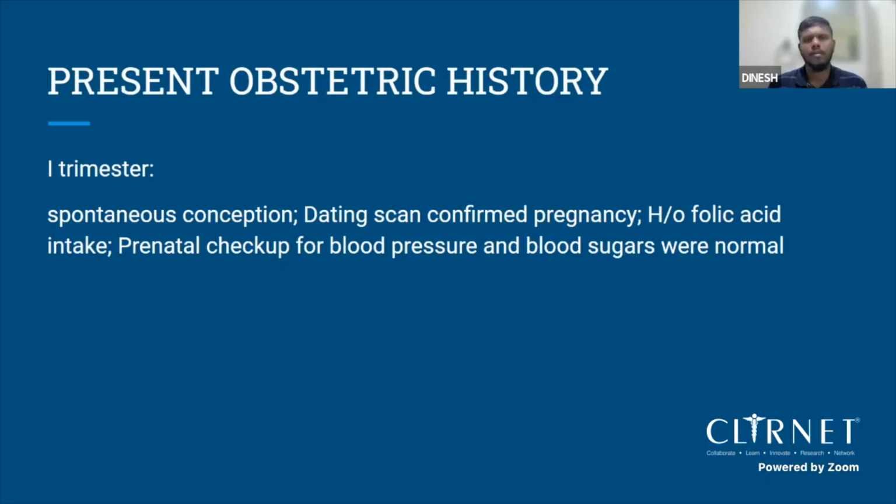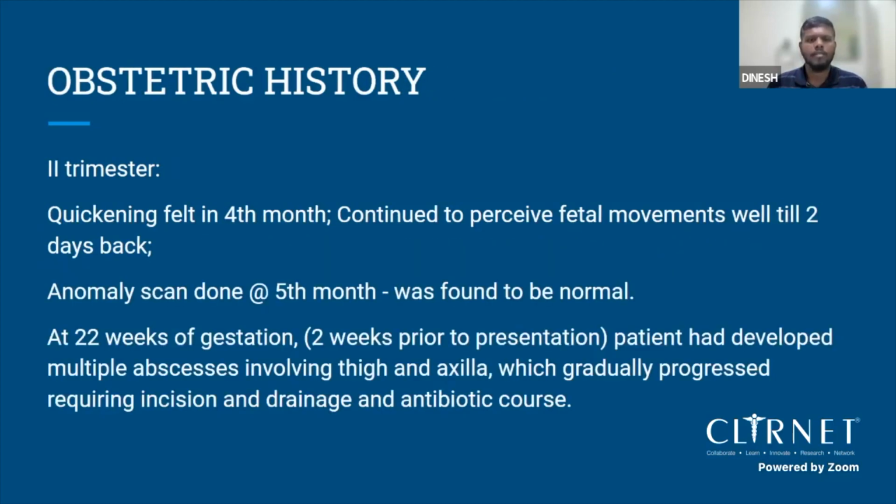She didn't have signs of anemia like breathing difficulty, pica, or fatigability. She didn't have any bleeding per vaginum or dysuria. During her second trimester, she felt quickening at 4 months and continued to perceive her fetal movements till 2 days back. Anomaly scan done at 20 weeks was reported to be normal.